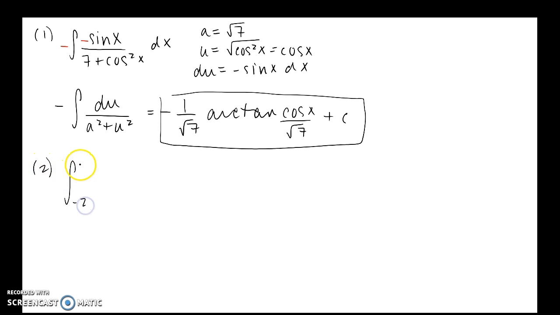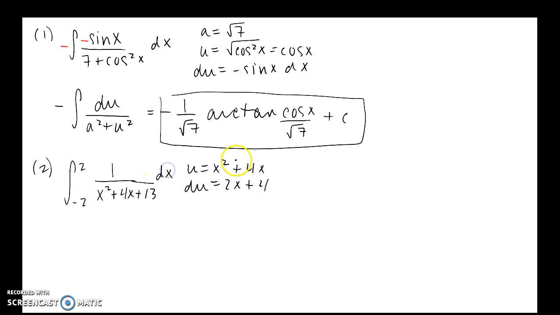Okay, the integral from negative 2 to 2 of 1 over x squared plus 4x plus 13. The form that it's in now, what we want to fit it to is arctan. It can't be arcsine, can't be arccosine. Okay, I look at a u substitution. du is 2x plus 4. There are no other x's in the integral, so none of that is going to work.